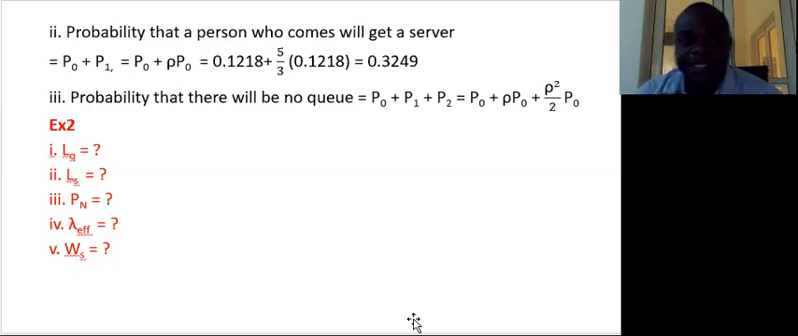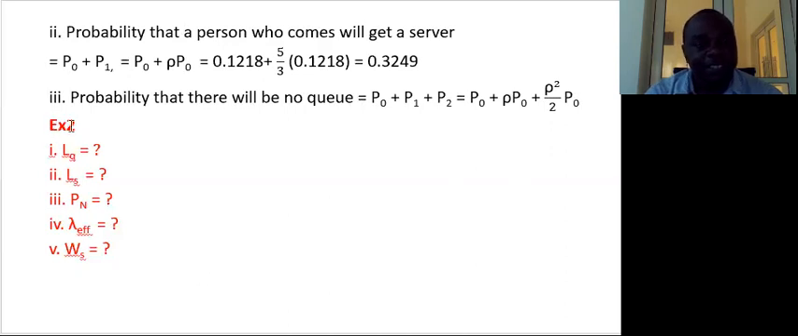Then also the probability that there will be no queue. The probability that either the two servers are idle, or one of the servers is occupied, or the two servers are occupied by two customers that are in the system. So in such a case, we have it equal to P naught plus P1 plus P2. This one will be equal to P naught plus rho P naught plus rho square over 2 multiply P naught. So when you substitute the values, you're going to get the answers for that.